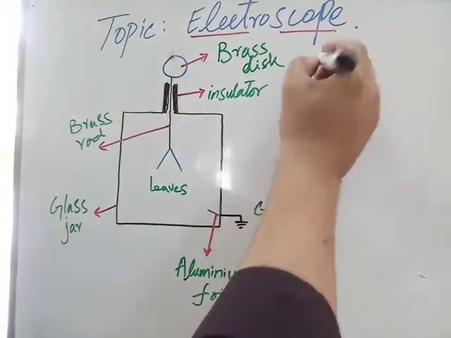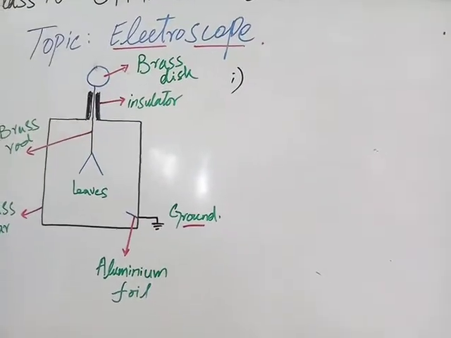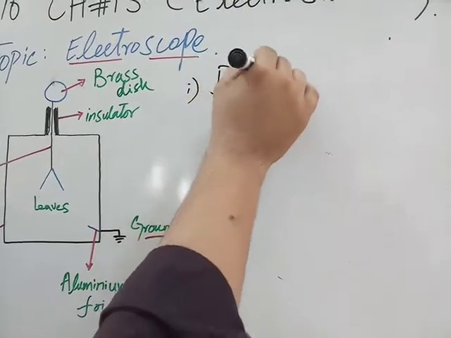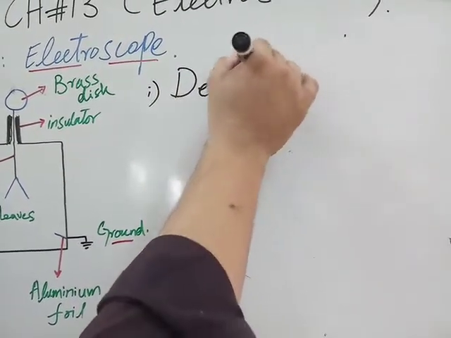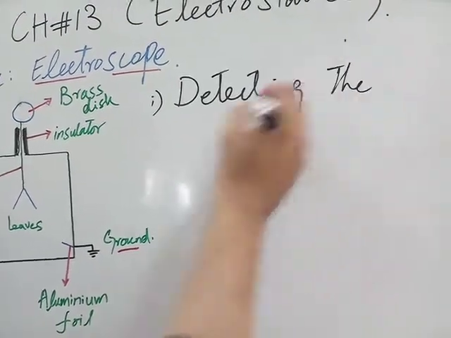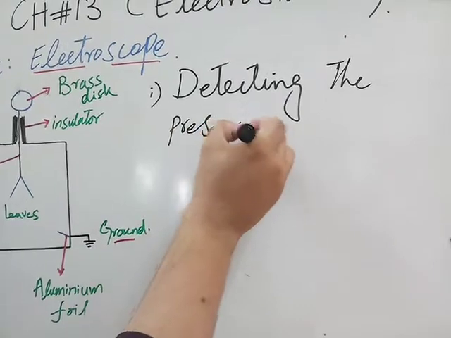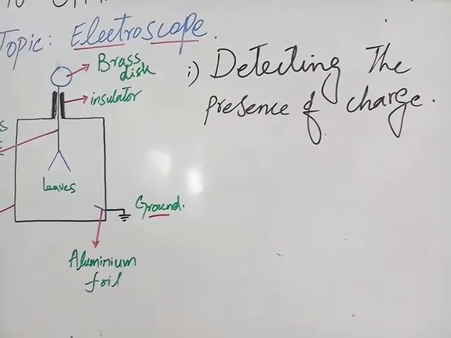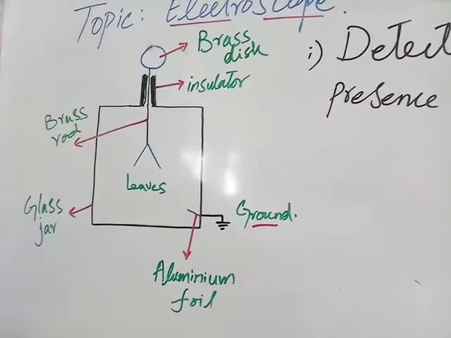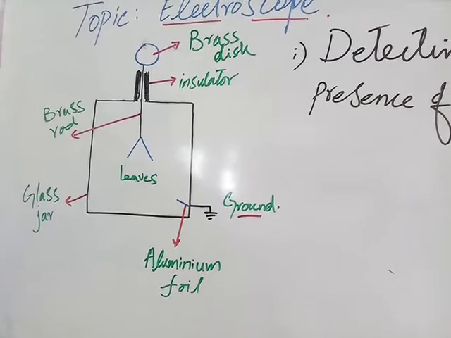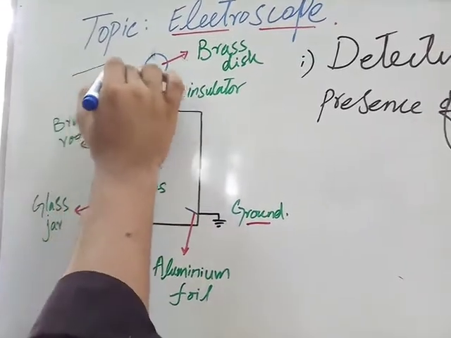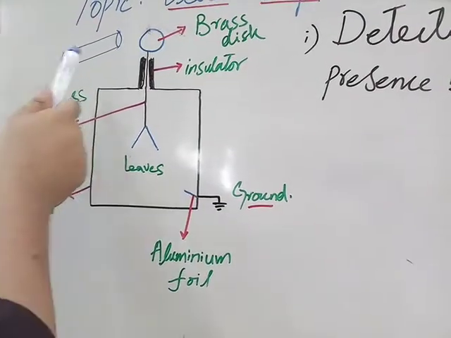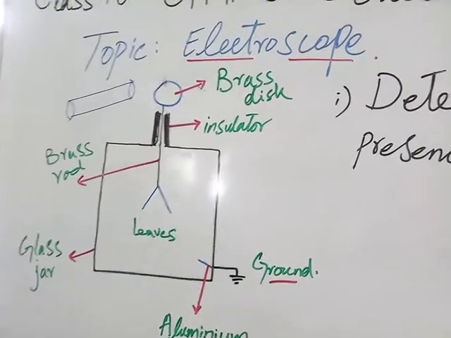So our first topic on the electroscope is detecting the presence of charge. In order to detect the presence of a charge on a body, we bring the body near to the brass disc. This is the body in which we detect the charge.